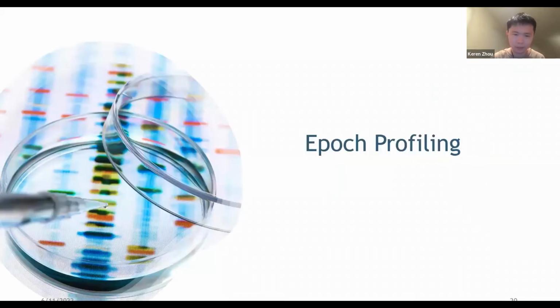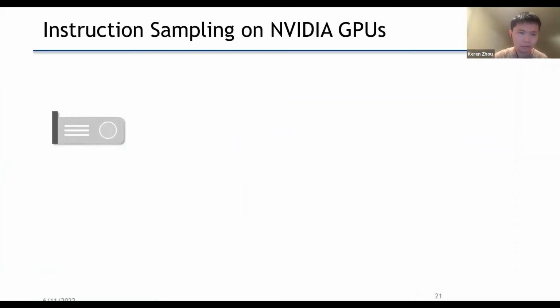Then in the next part, we are going to go through profiling of fine-grained metrics with low overhead. We call our profiling mechanism Epoch Profiling. Before getting started with collecting fine-grained samples, I'd like to give you a little bit of background about instruction sampling on GPUs, since we are going to focus on collecting fine-grained instruction samples. Our method can also be applied to instrumentation-based metrics.